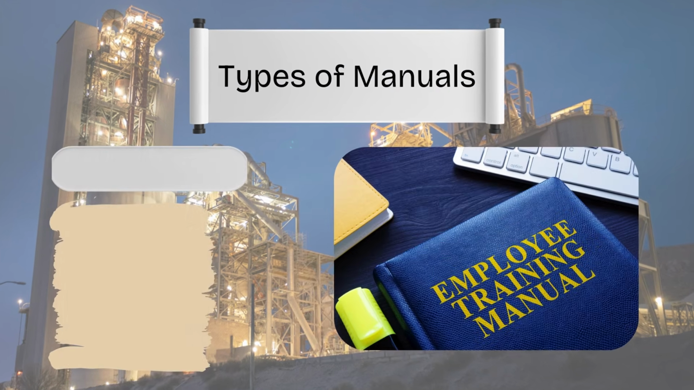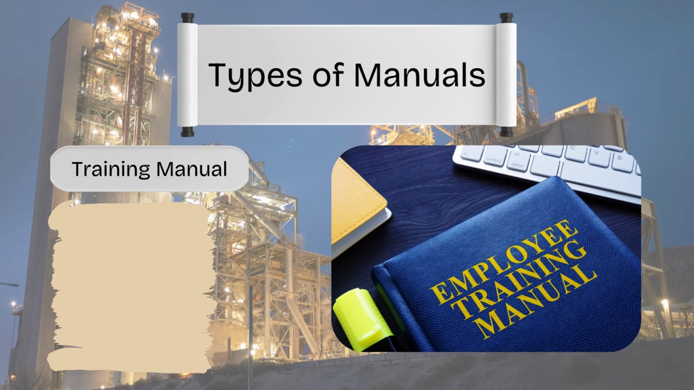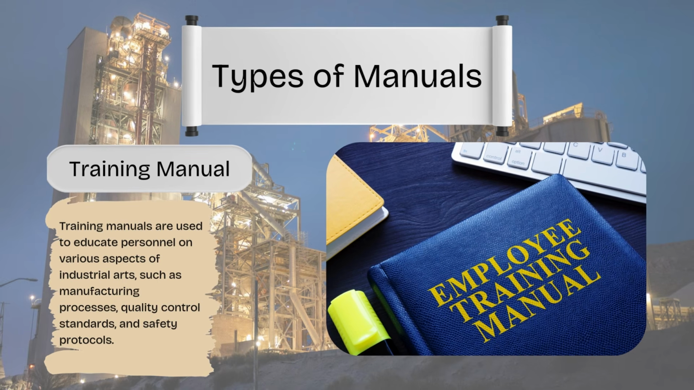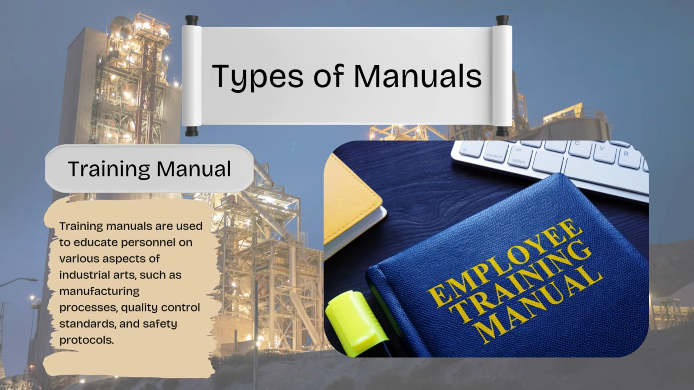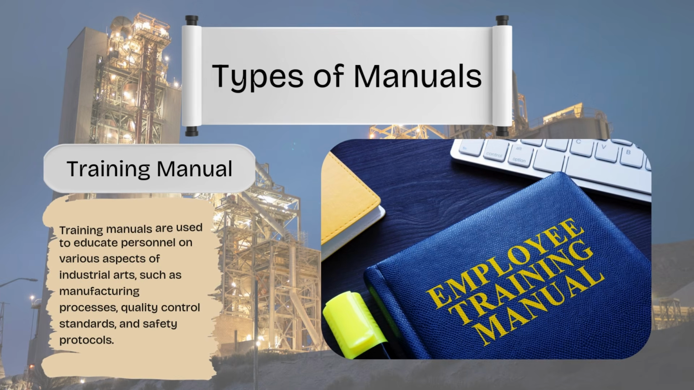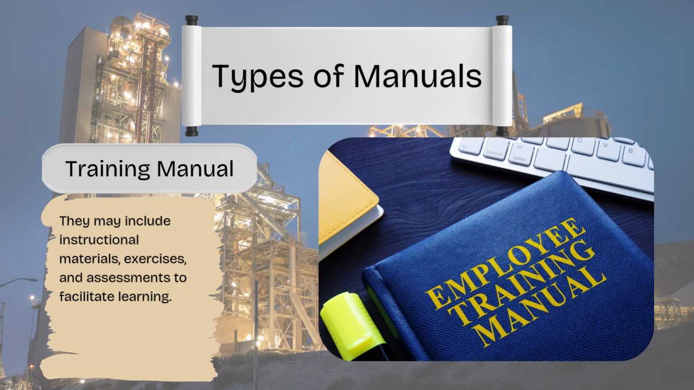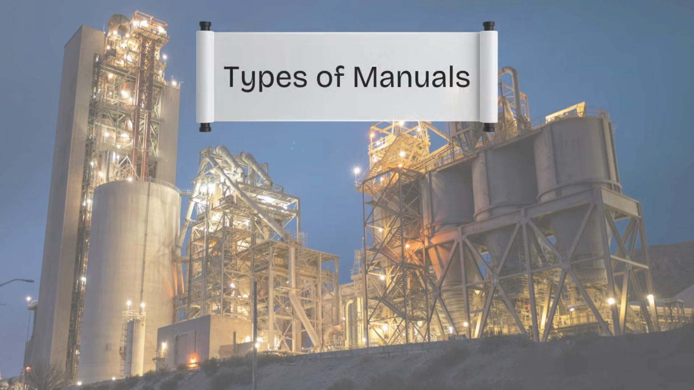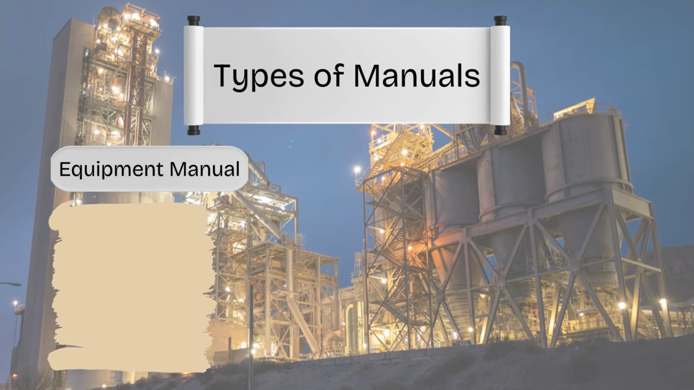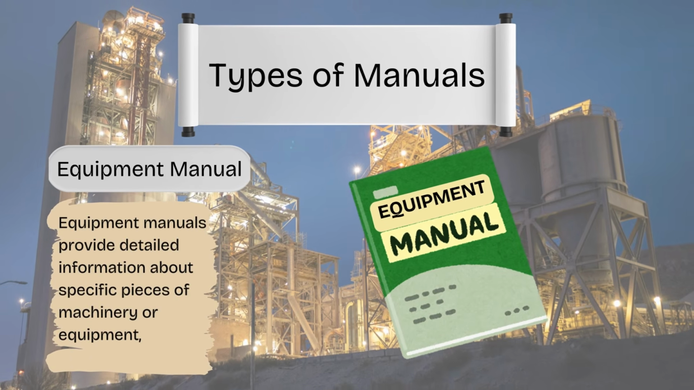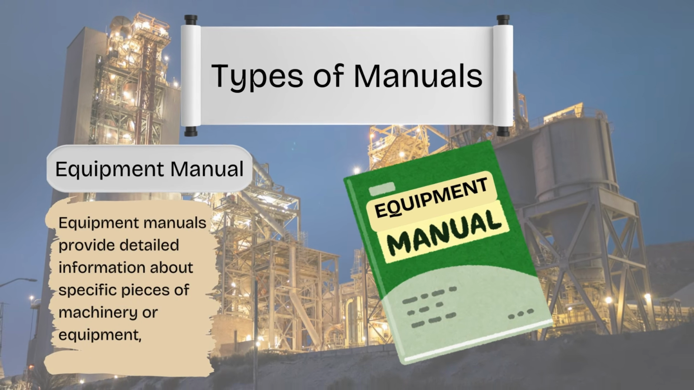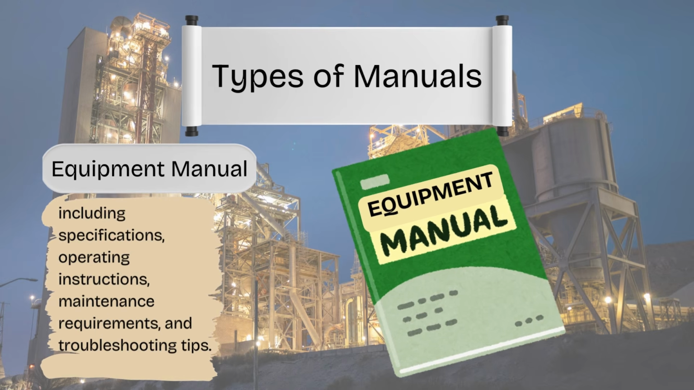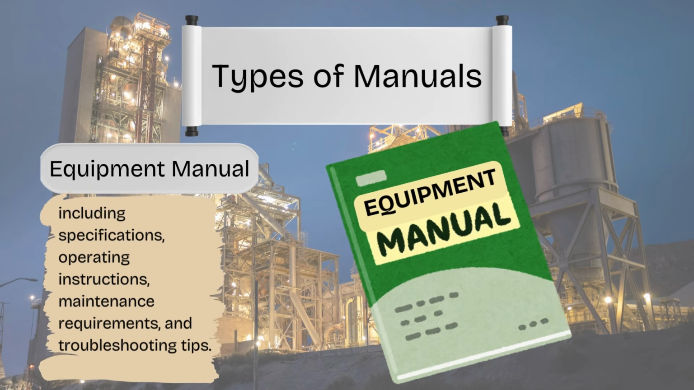Number six, training manuals. Training manuals are used to educate personnel on various aspects of industrial arts, such as manufacturing processes, quality control standards, and safety protocols. They may include instructional materials, exercises, and assessments to facilitate learning. Number seven, equipment manuals. Equipment manuals provide detailed information about specific pieces of machinery or equipment, including specifications, operating instructions, maintenance requirements, and troubleshooting tips.